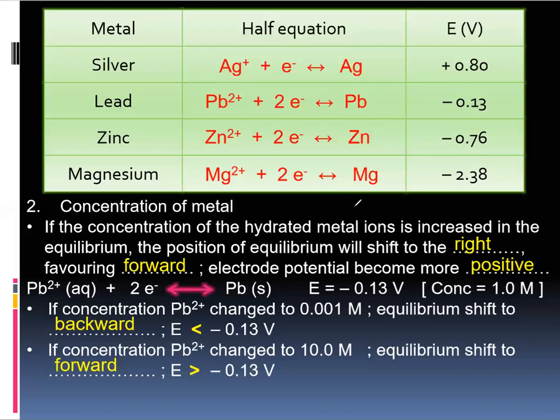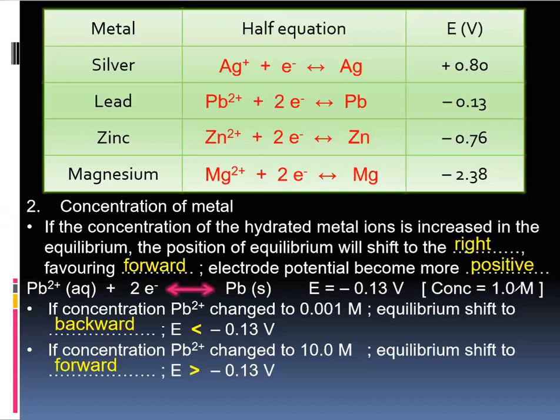Another factor that will affect the electrode potential is the concentration of the metal. If the concentration of the hydrated metal ion is increased in the equilibrium, the position of equilibrium will shift to the right, favoring the forward reaction. So whenever we increase the concentration of the hydrated metal ion, the reaction will shift to the right, and it will favor the forward reaction. So the electrode potential therefore will become more positive. Let's see in the case of lead: Pb2 plus plus 2 electrons gives us Pb solid. Our value is what? It is negative, minus 0.13 volts.